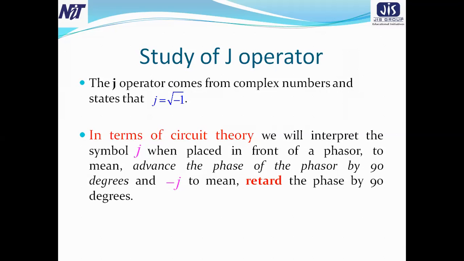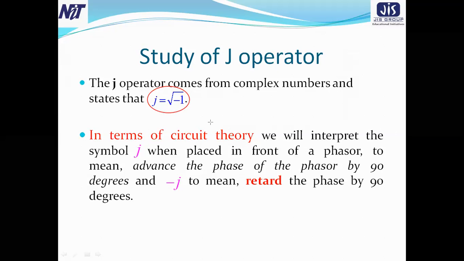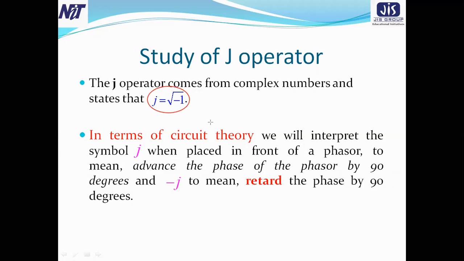I think all of you are well aware of the J operator because this topic is already covered in your mathematics syllabus. The J operator comes from the complex numbers and states that J equals root over minus 1. So I think this is very common to all of you. You have to remember that the value of J equals root over minus 1.